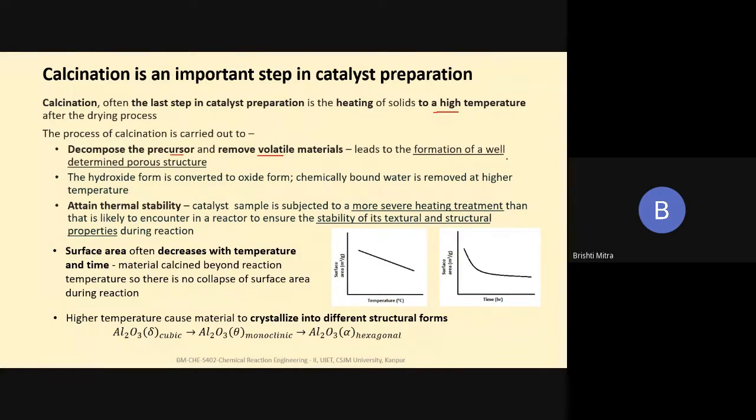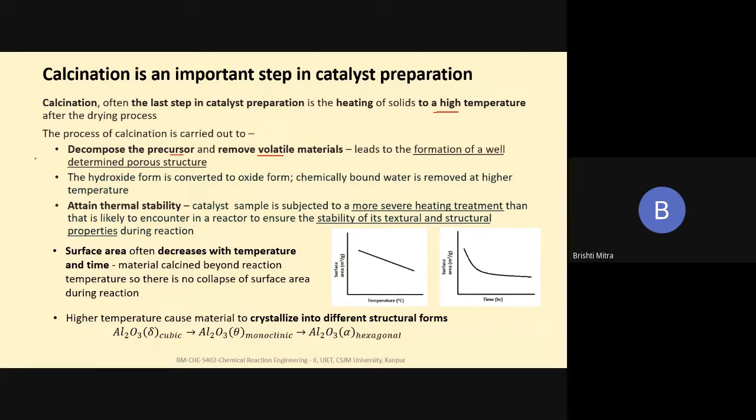This leads to the formation of a well-determined pore structure. Now, as the gases pass through these solids, the porous structure is formed. The hydroxide form is converted to the oxide form. Chemically bound water is removed at high temperature. So all of these things happen during the calcination step.